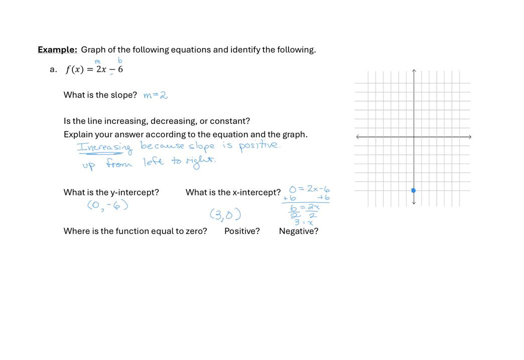And then I want to use my slope. My slope is 2 over 1, which means I want to go up 2 and right 1. And so if we do that, we get up 2, right 1, up 2, right 1, up 2, right 1. Notice I'm crossing my x-axis at (3, 0). And so this is our line.